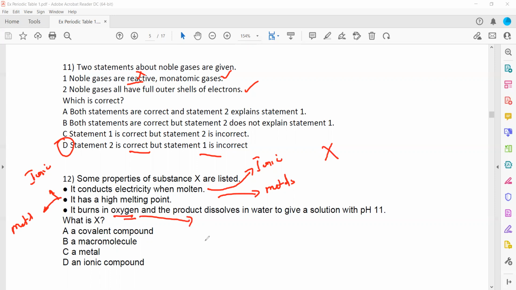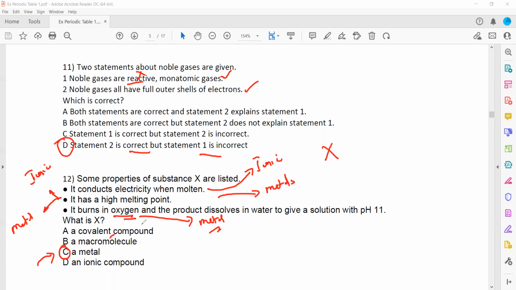Ionic compound can dissolve but does not burn. So it means this substance is a metal, like metal can burn or react with oxygen and then form a basic oxide. So what could this be? According to the options, it is either ionic or metallic, but the third part shows it is a metal. So C is the right answer.